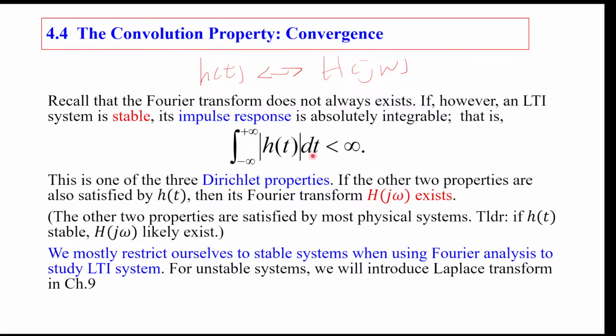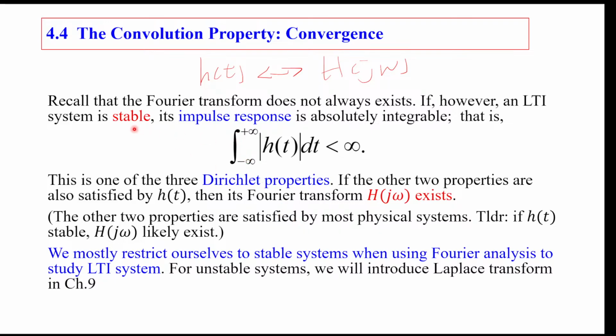So a big restriction is you want h of t to be absolutely integrable. That is, the integration from minus infinity to plus infinity of the absolute value of h of t should be a finite value. Okay, so here the logic is kind of fuzzy, but we will sketch the outline.